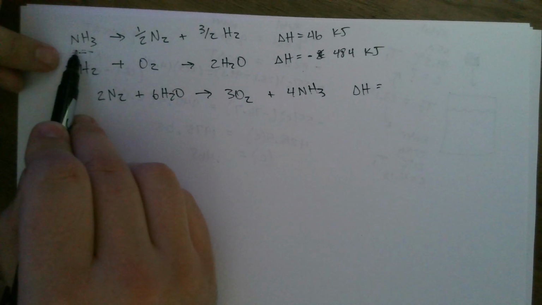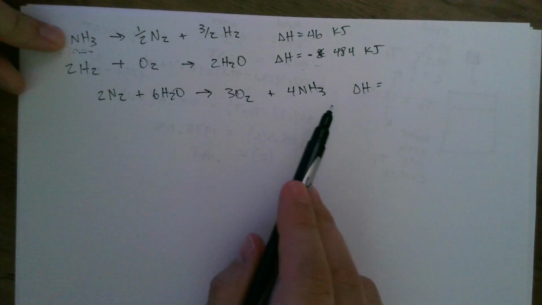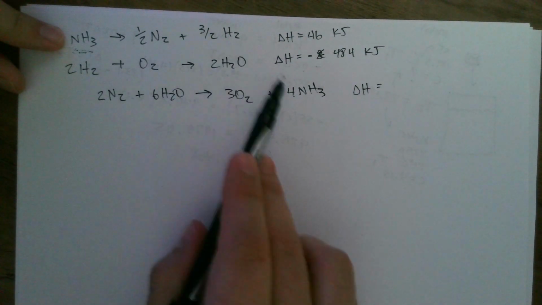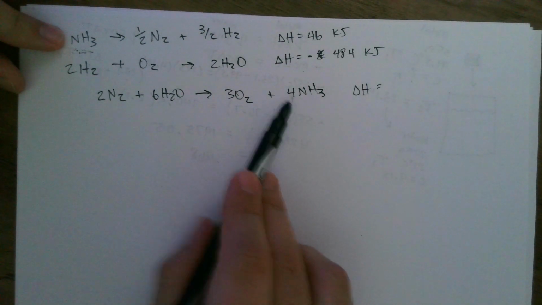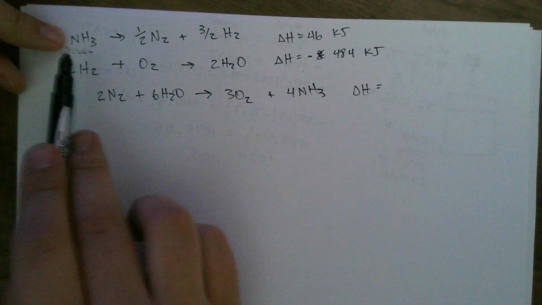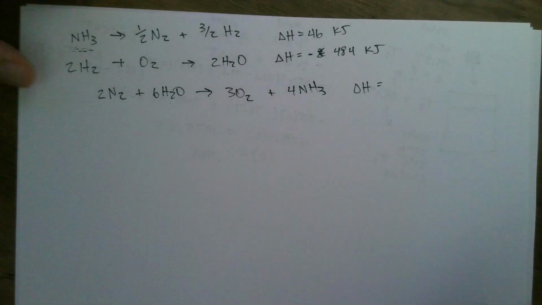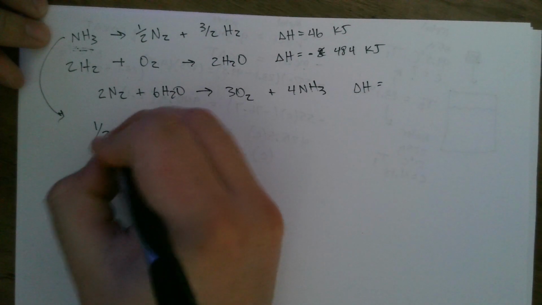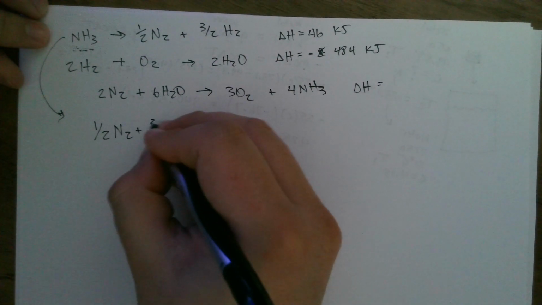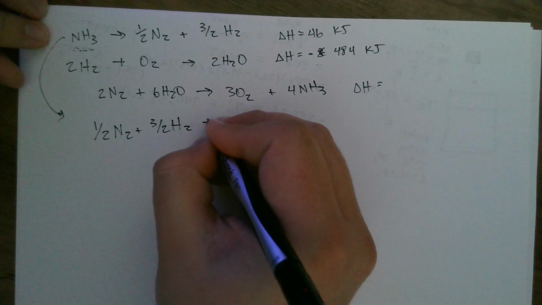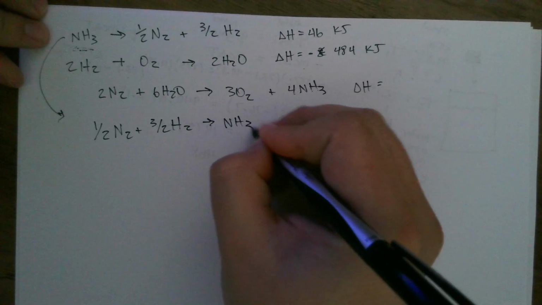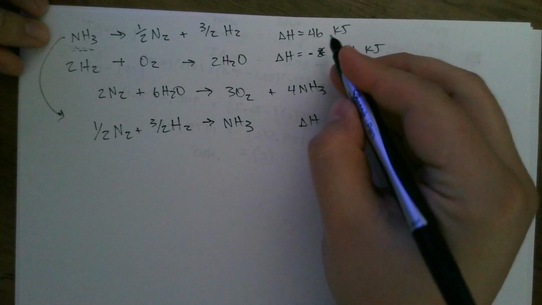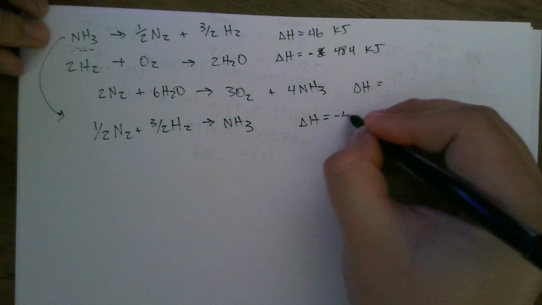We'll look at NH3. There's NH3 in this reaction as well, but it's on the other side. So I'm going to have to flip this reaction. I also notice there's 4 of them, so I'm going to have to flip this and times by 4. I'm going to flip it first. I'm just going to rewrite this one down here. When I flip it, I get 1/2 N2 plus 3/2 H2 gives me NH3. But I had to flip it, so my enthalpy started at 46. It is now negative 46.